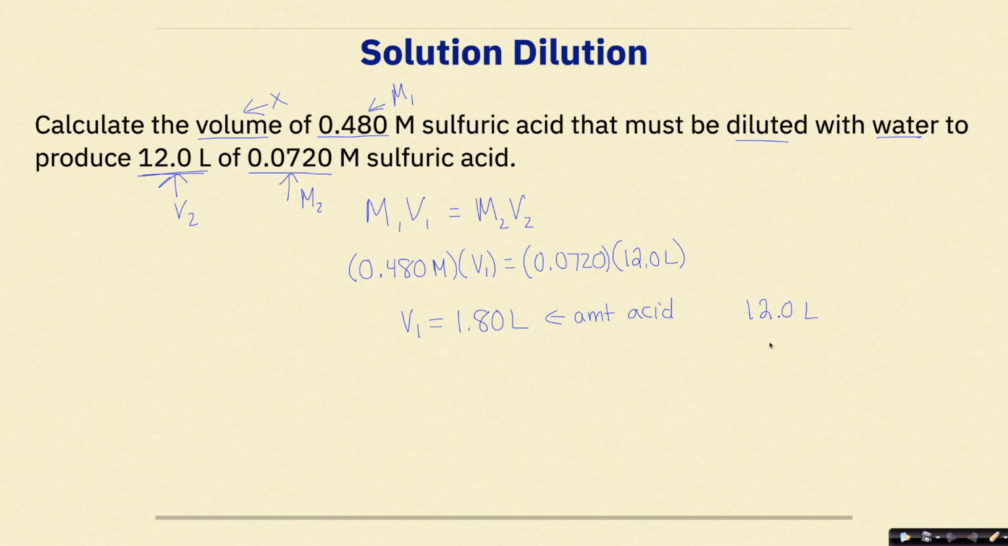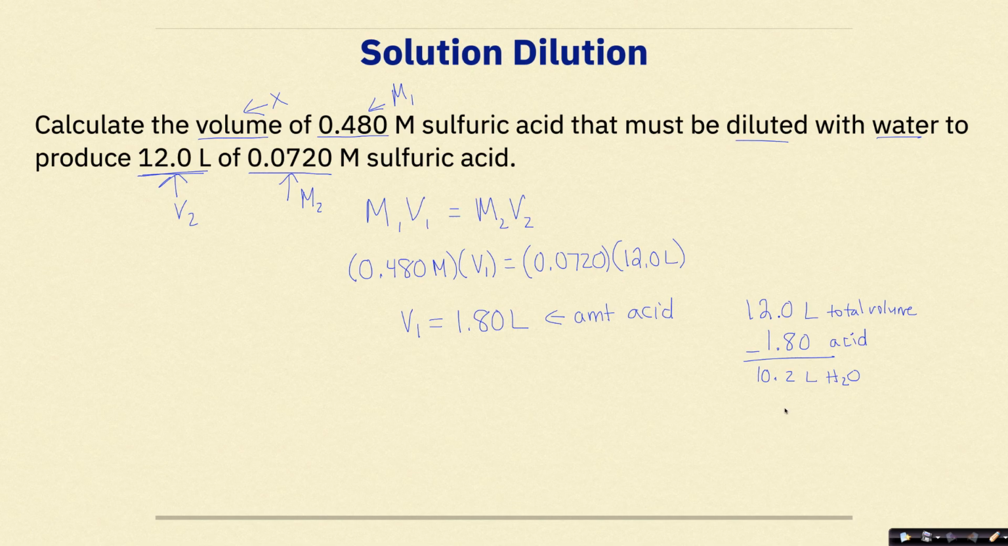So it's a total of 12 liters. We have 1.80 liters of acid. So this is the acid amount that I need to add. This is my total volume that I want to achieve, which means if I subtract these two, I need 10.2 liters of water added overall. So this is the amount of solvent that ultimately will be added to get to 12 liters of a 0.072 molarity of my sulfuric acid.